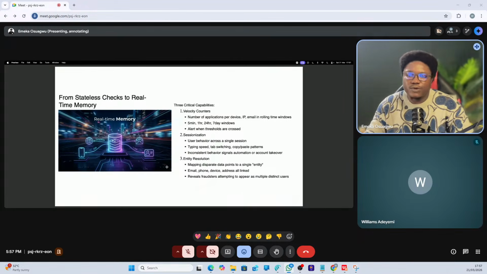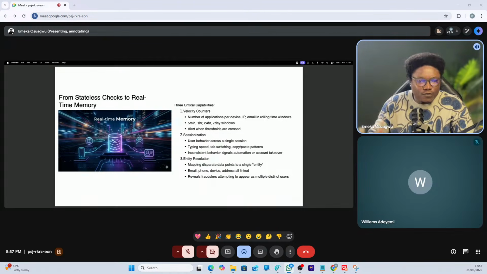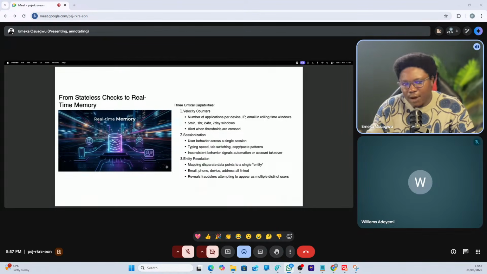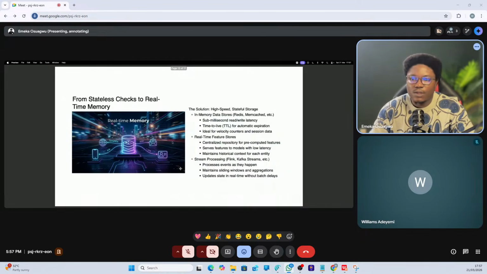Entity resolution. How do we then map all of these data points into a single entity? Like I said, the most important thing here is what we know about the customer. The more we know, the better for us, right? That's why we need to have a stateful approach. We're able to collect all these user metrics, all this data, then map it into a single place where we can attribute it to a particular customer, and then we can feed that and use that in our decision making process. So the last part for the memory portion is the solution: high speed, stateful storage.